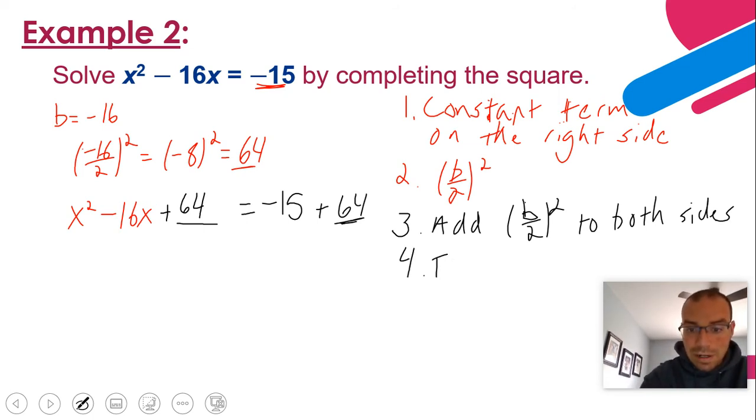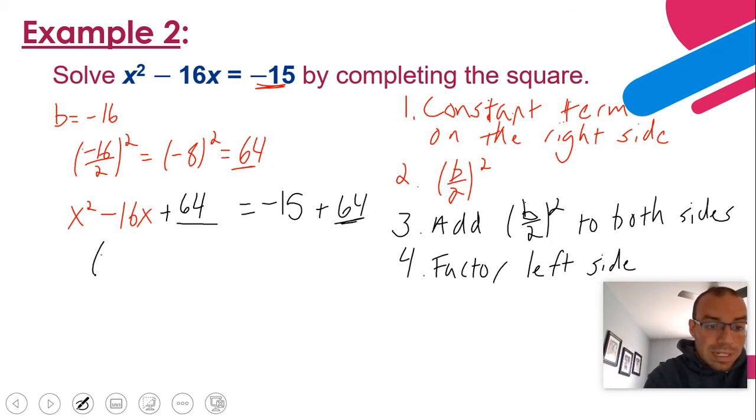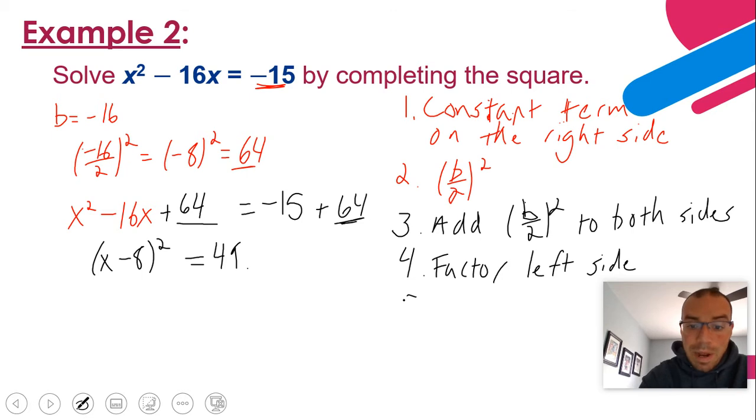Next, we're going to factor our left side. And it's going to factor to a perfect square trinomial. So x squared minus 16x plus 64 factors to what two numbers multiply to +64 and add to -16. It's always going to be the same number twice. In this case, it's -8. So I'm going to write this as x minus 8 squared, because it's really x minus 8 times x minus 8, is equal to -15 plus 64, which is going to be +49. And now we have a problem like we saw in section 9.3, and we're going to solve by square roots.